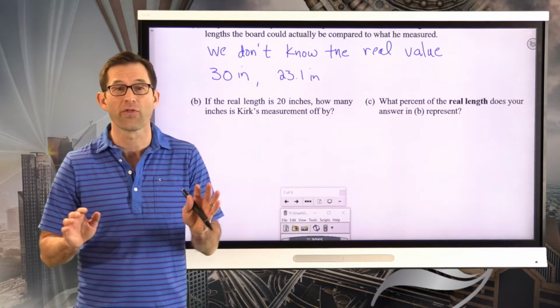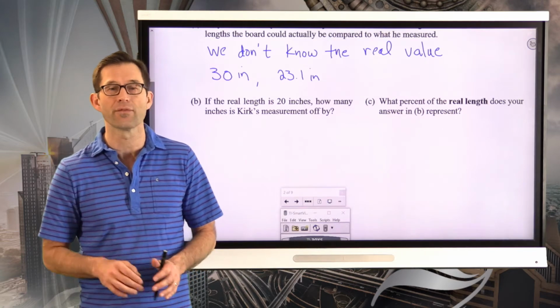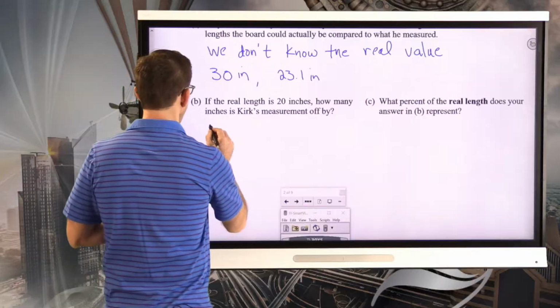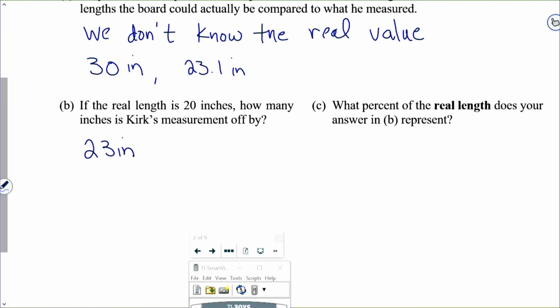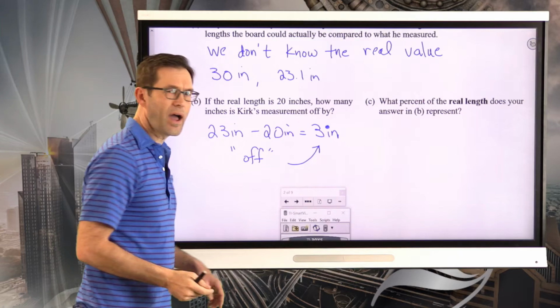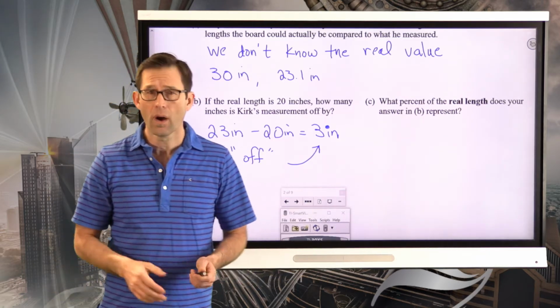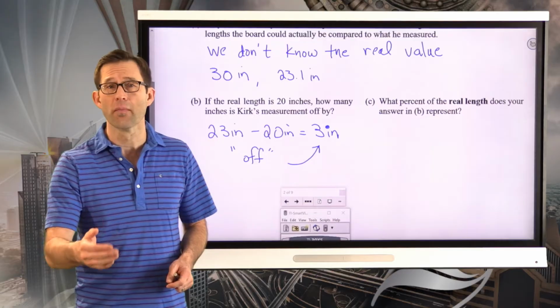Oh man, you're off by 3 movies because I saw 5, right? The same idea here. Kirk measured it as 23 inches, but the real measurement is 20 inches. So Kirk is off by 3 inches, right? And when we say that, what we're really saying is, how far away from the true measurement are we? Well, we're 3 inches away from the true measurement.